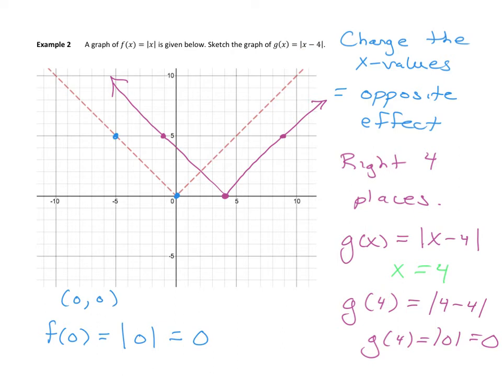So the thing to point out is a number inside the function changes the x values. If that happens, it's going to have the opposite effect of what you would expect. So not left 4, but right 4. And if you can remember that, you can then move the points where they need to go.